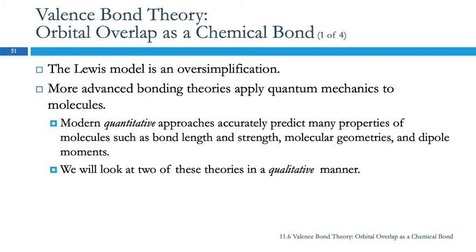The Lewis model is obviously an oversimplification. More advanced theories use quantum mechanics, and that involves a lot of math. Those quantitative approaches can predict a lot of properties of molecules: bond length, strength, geometries, dipole moments, and so on. So we're going to look at two of the more advanced theories, just one today, but in a qualitative manner, meaning we're not going to be looking at numbers, we're going to be talking about ideas.